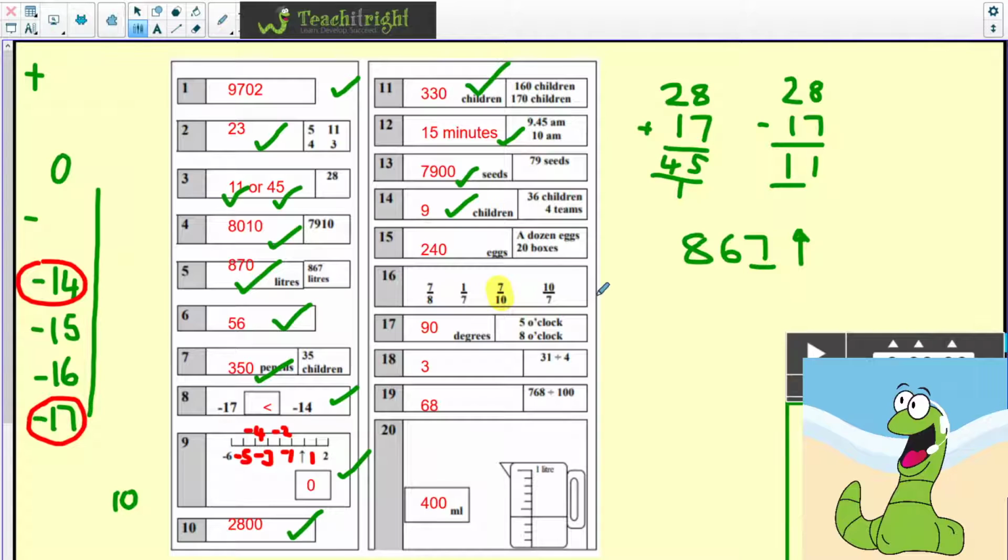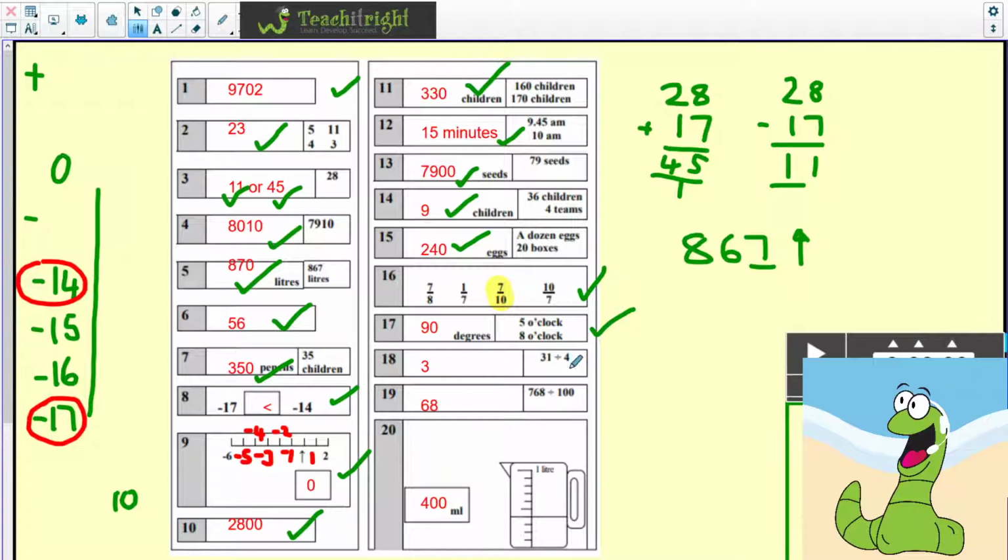So we need to do 20 times 12, which gives us 240. Number 16, need to ring the fraction that is the same as 0.7. Well, that's 7/10. Number 17, now it's worth noting that between each of the numbers on a clock face, it is 30 degrees. So 90 degrees between 5 and 8.